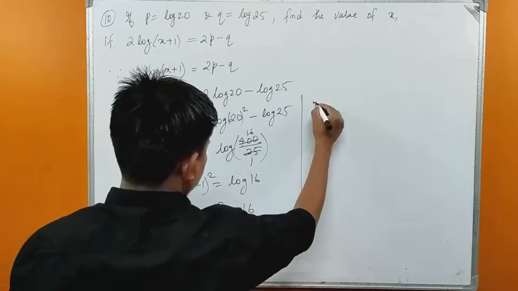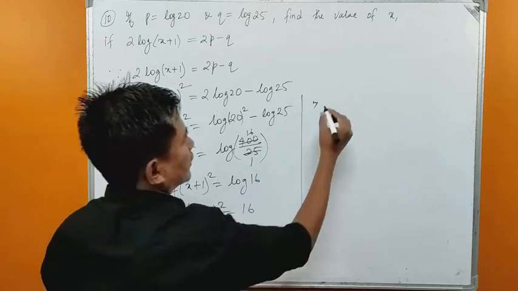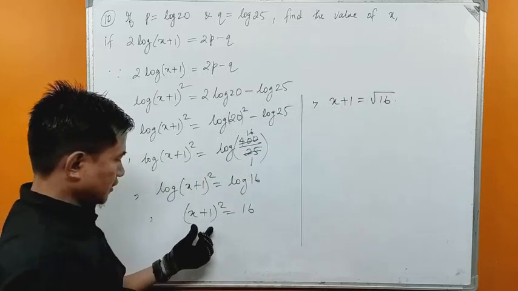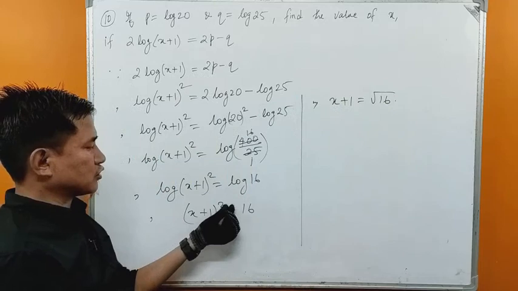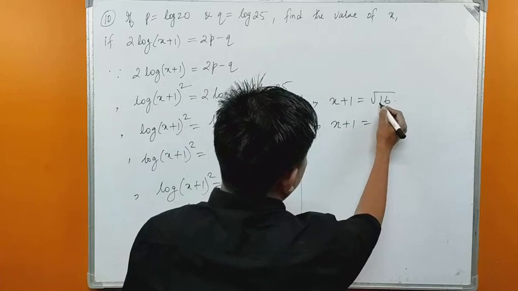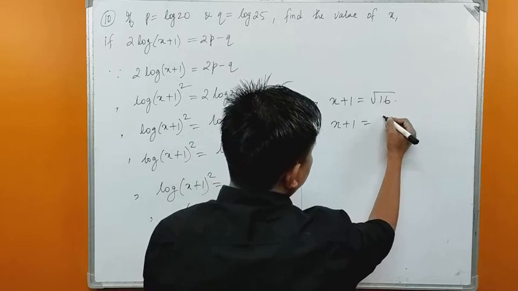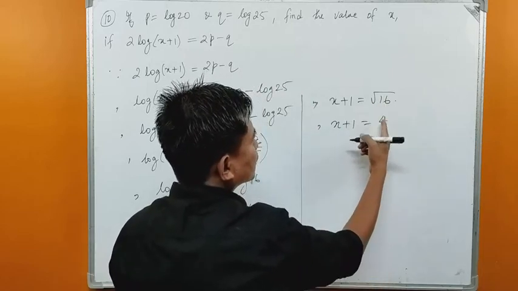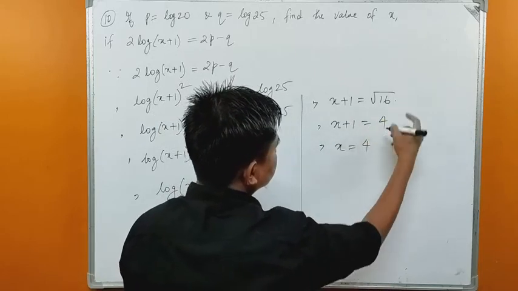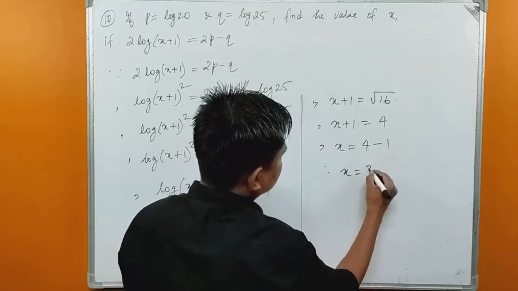Or now x plus 1 we keep in the left hand side, we take this square to the right hand side. x plus 1 equals to root under 16. Root 16 means 4 4s are 16, isn't it? 4 square is 16, so square and root cancel out, so we have 4. Root under 16 means 4. Or x equals to 4, so plus 1 we take to the right hand side becomes minus 1. Therefore x equals to 4 minus 1 is 3, okay?